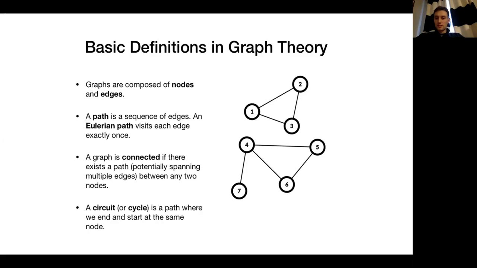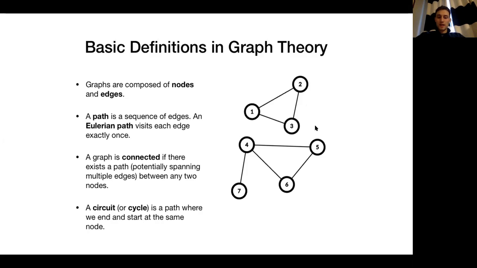So a graph is a structure composed of nodes and edges. These nodes are vertices, and the edges connect two nodes. When we say we have a path on a graph, we refer to a sequence of edges. So for example, if you go from 1 to 3 to 2, that is a path. You cannot go from 1 to 3 to 5 because there is no edge connecting 3 and 5, so that would not be a valid path.